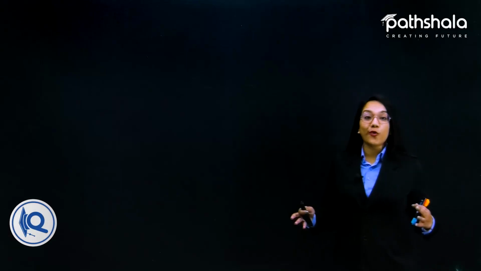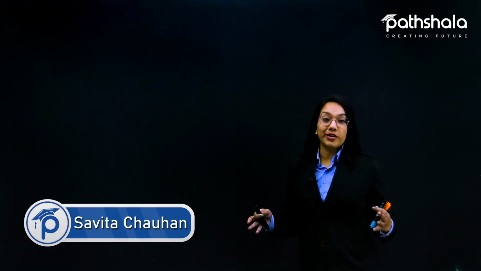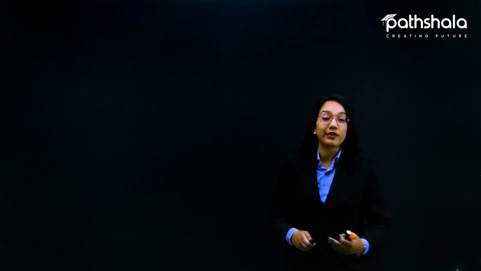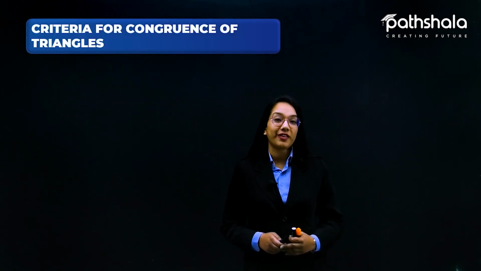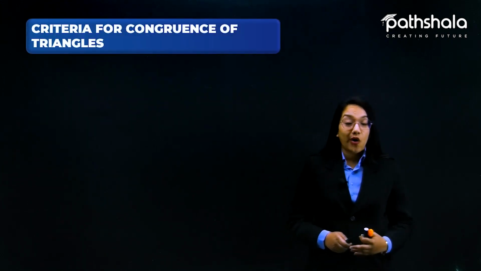Now let's move on further and talk about the congruence of triangles more, that is, how we can say that two triangles are congruent to each other. There are some criteria related to the congruence of triangles, so let's start with the congruence criteria of triangles.